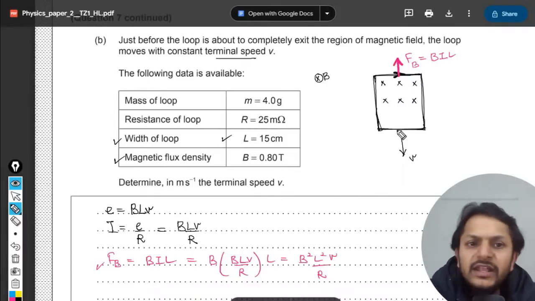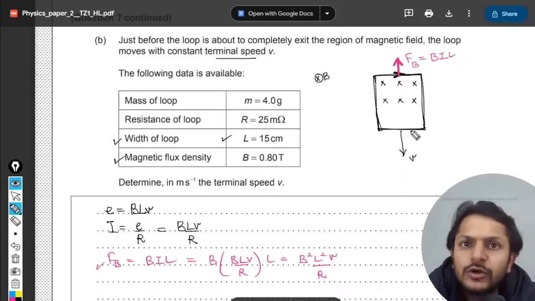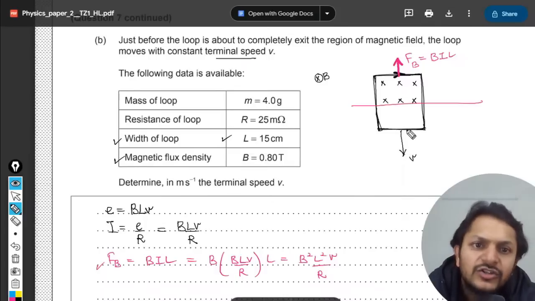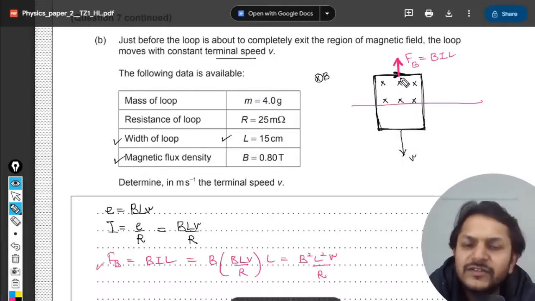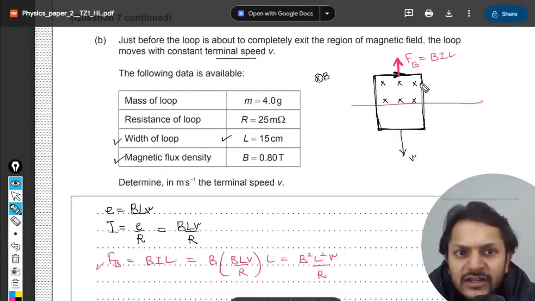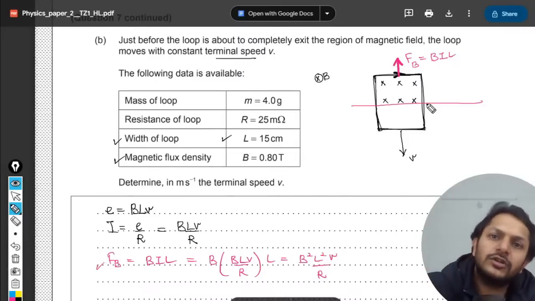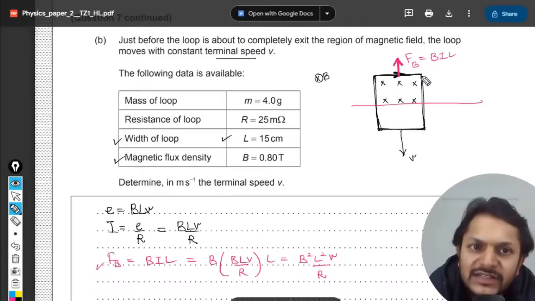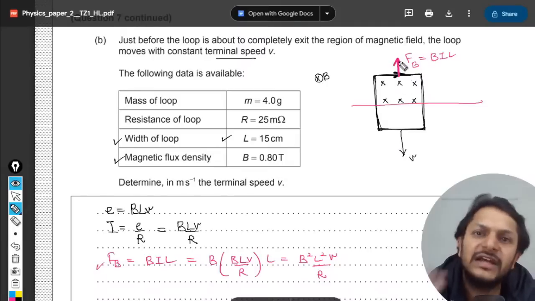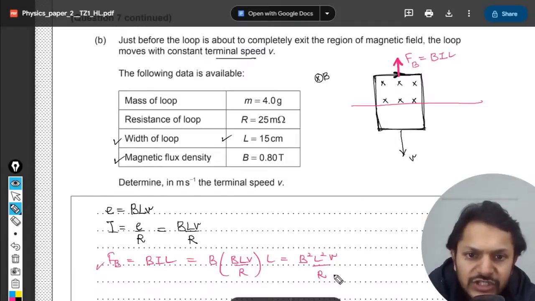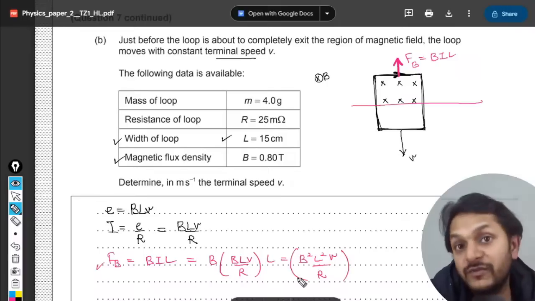The other part is already out of the loop, so out of the magnetic field area. So we are not concerned with this. We are only concerned with this side. And the vertical sides will not be experiencing any force because they are not cutting any magnetic field line. So only this part would be experiencing a force, and that too in the upward direction. So the force in the upward direction is given by B square L square V by R.